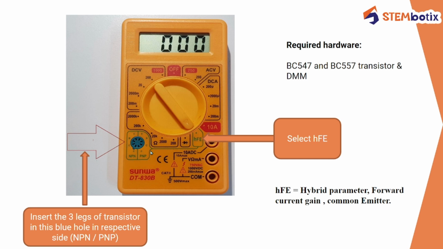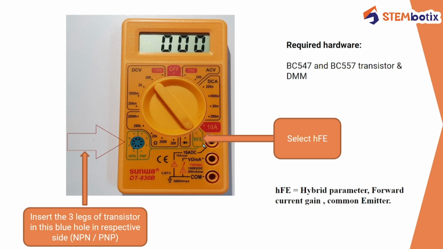We are using the BC547 and BC557 transistors. The BC557 is a PNP transistor, so its legs are going to connect over here in the PNP section. While the BC547 is an NPN type transistor, so it is going to connect over here. So this part is for NPN transistors and this part is for PNP transistor connection.